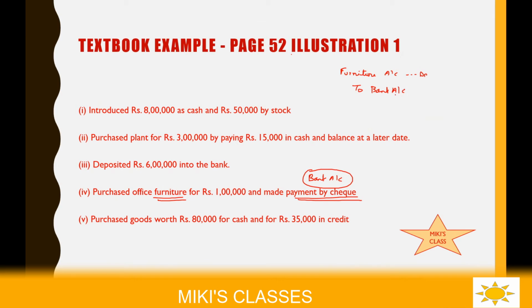And second, the payment is made from the bank account. So the balance in the bank account decreases. Both of these are assets. So furniture has increased and the bank balance has decreased. Both of them are assets. So one is debited, one is credited. By how much? By 1 lakh.